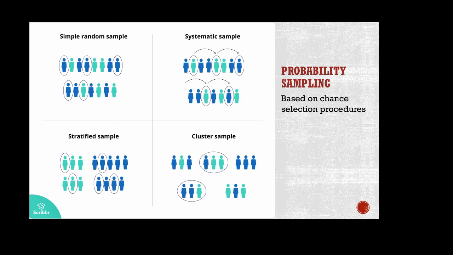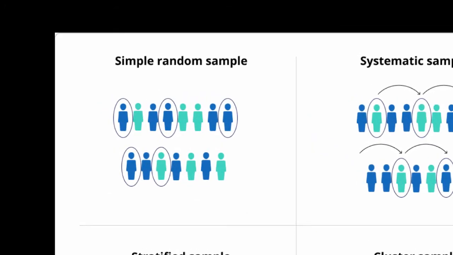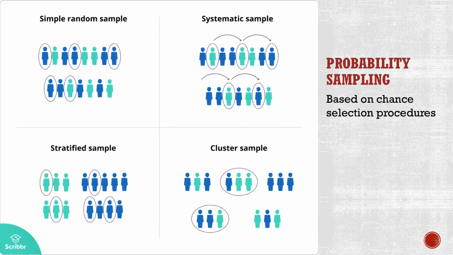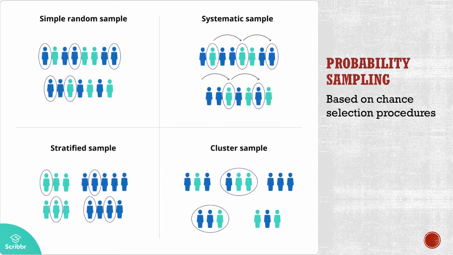Probability samplings are based on chance selection procedures. These include simple random sampling, systematic sampling, stratified sampling, and cluster sampling. Simple random sampling assures that each element in the population will have an equal chance of being included in the sample. In systematic sampling procedure, an initial starting point is selected by a random process. Then, every nth number on the list is selected.